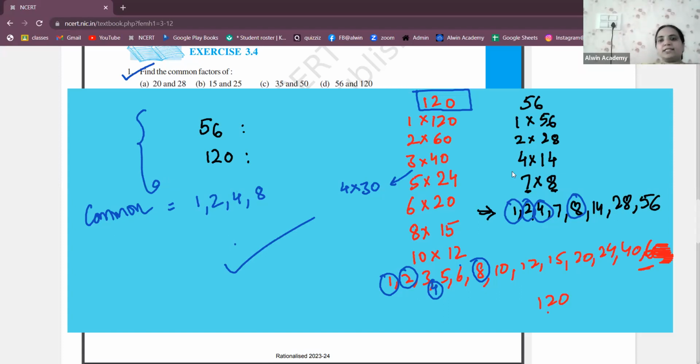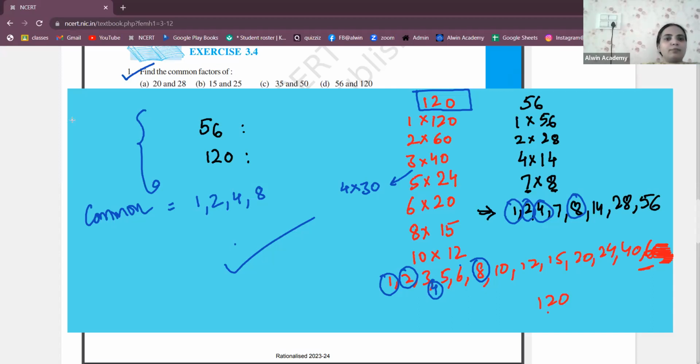अभी चले नेक्स्ट डिस्कस करें. Ma'am, but 56 is also common. क्या बेटा? Ma'am, 56 is also common. Where is 56 in 120 बेटा? Oh, sorry. So 56 isn't common to both, no? Okay. Clear है ना? सबको कोई प्रॉब्लम तो नहीं है?